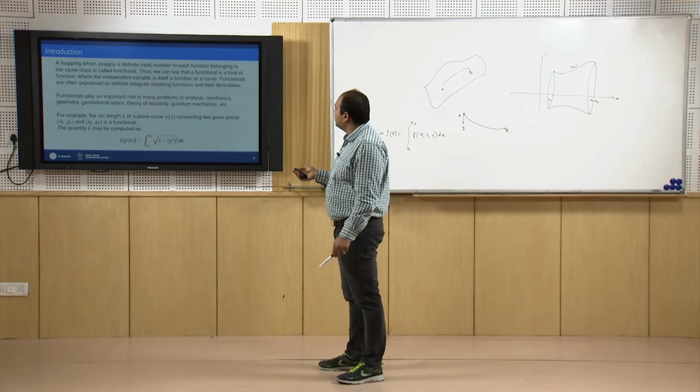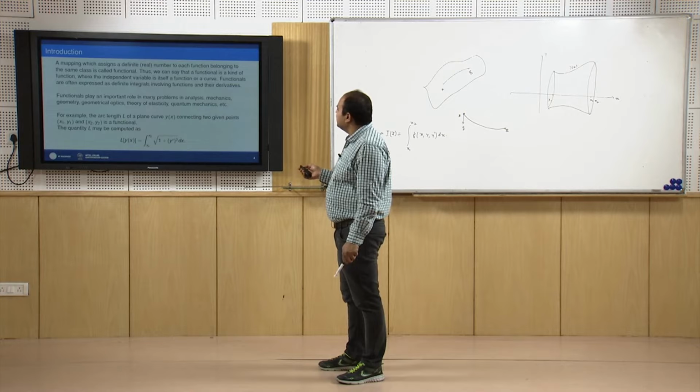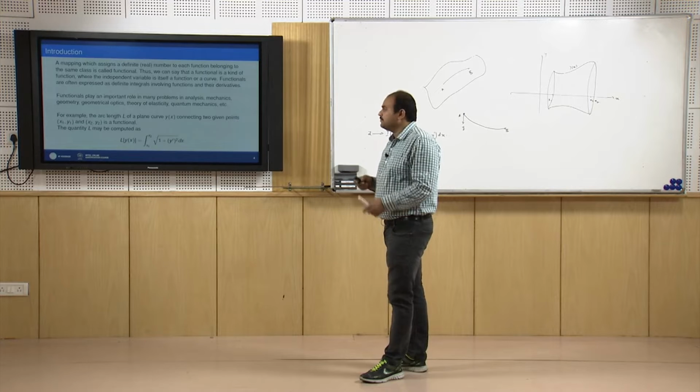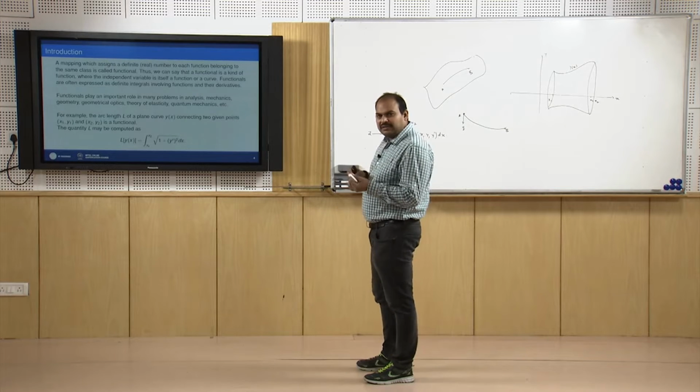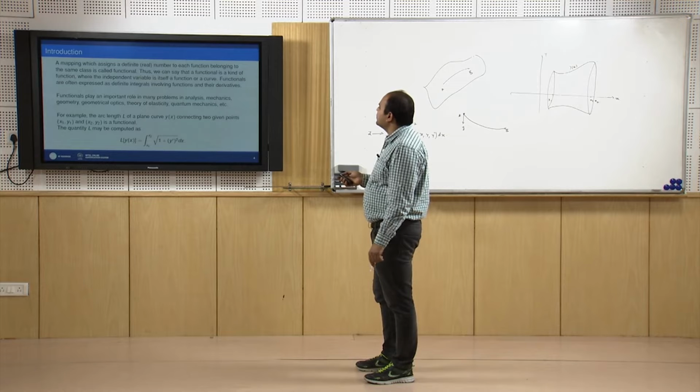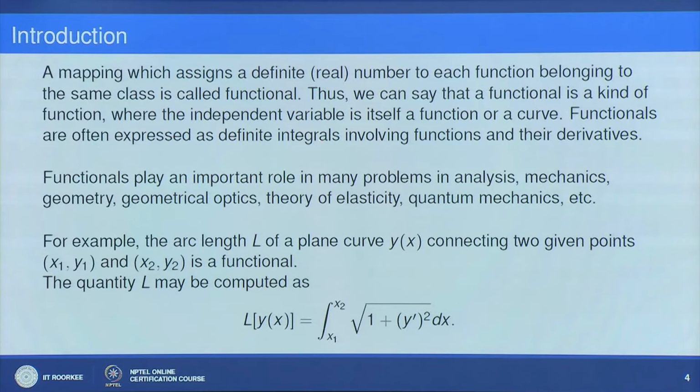So here we can say that a functional is a kind of function where the independent variable is itself a function or a given curve. So a functional can be seen as a generalized version of a function. The only thing is that the independent variable is itself a function of x. So functionals are often expressed as definite integrals involving functions and their derivatives.